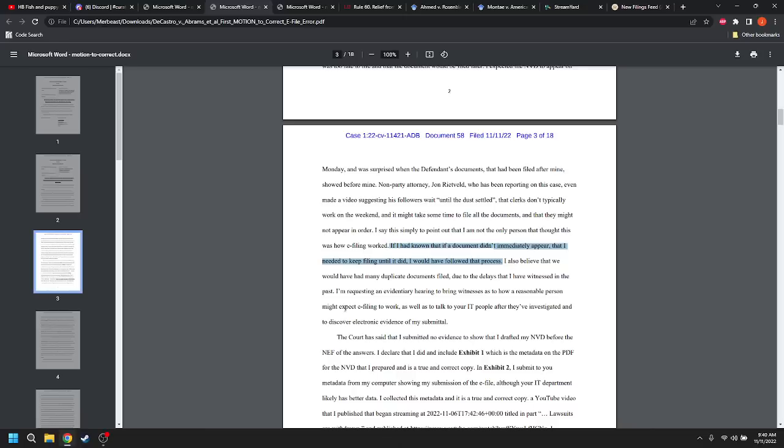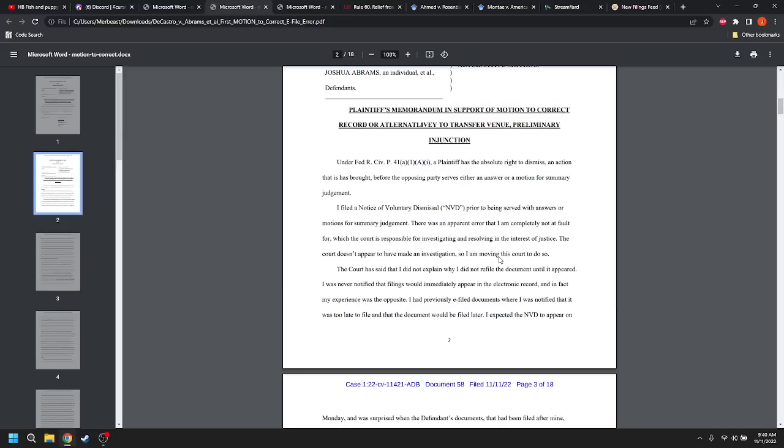I also believe that we would have had many duplicate documents filed due to the delays I have witnessed in the past. But again, did you get the notice that your document would be filed later? That it was too late to file and the document would be filed later.